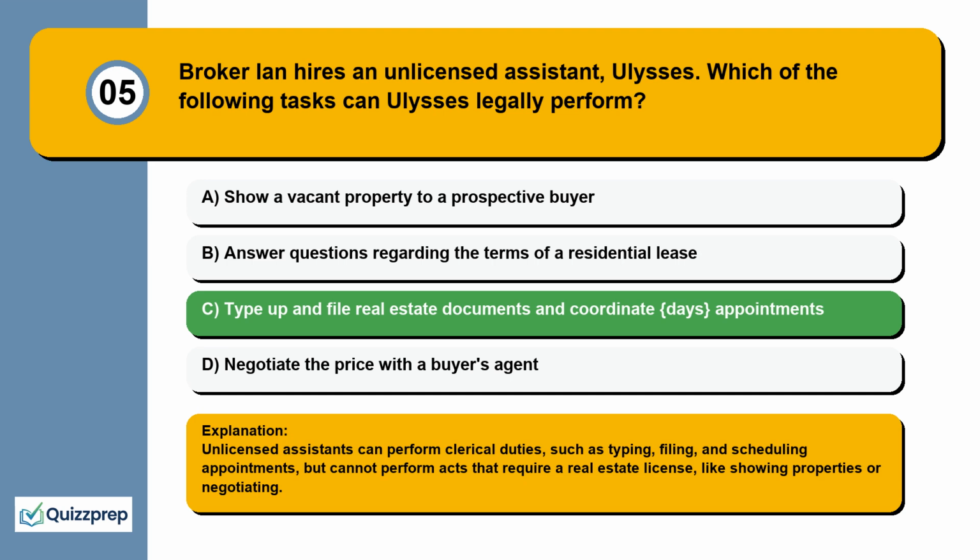Unlicensed assistants can perform clerical duties, such as typing, filing, and scheduling appointments, but cannot perform acts that require a real estate license, like showing properties or negotiating.